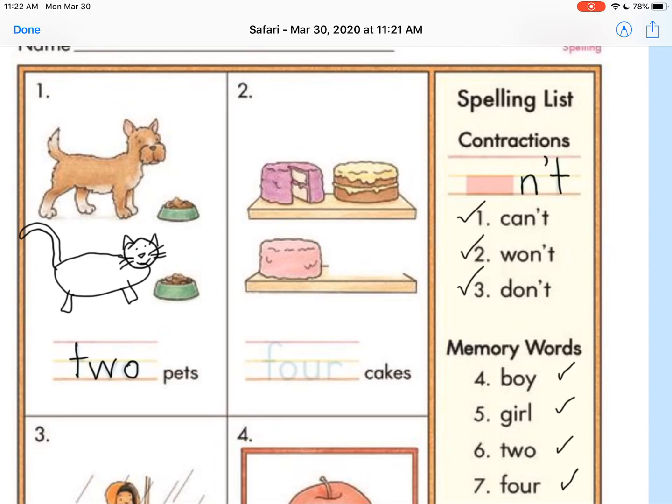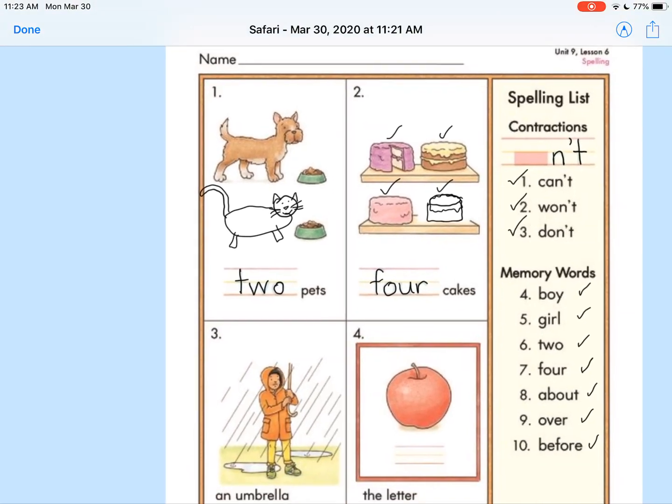Number 2. I see that something's missing here, and I know it's going to be something delicious. Frosting. How many cakes are there now? We have 1, 2, 3, 4. When we're spelling the number 4, it's spelled F-O-U-R. 4 cakes. There are 4 cakes.